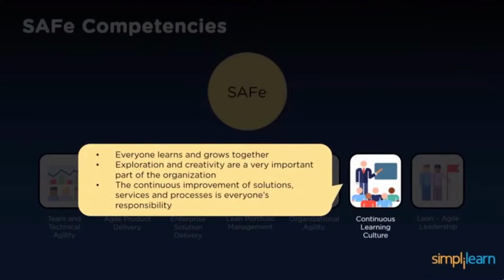Continuous learning culture. So in this scenario, everyone learns and grows together. Exploration and creativity are a very important part of the organization, where there should be innovation, creation, execution. I come across certain terms like intelligent risk taking. So learning through failures. Failure should lead towards inquiry, not towards blaming. So these are all the things which are more and more discussed when we want to make an organization a learning organization. The continuous improvement of solutions, services and processes is everyone's responsibility.